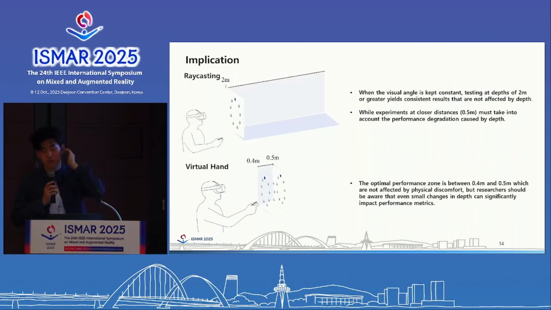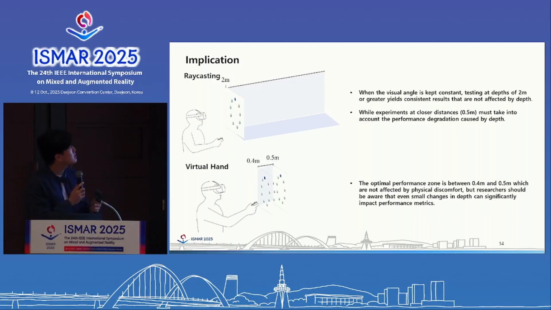So what we want to say from our experiment is that even with the same type of interaction, the outcome can vary depending on the depth. And this highlights the importance of carefully considering distance as a factor when designing experiments.